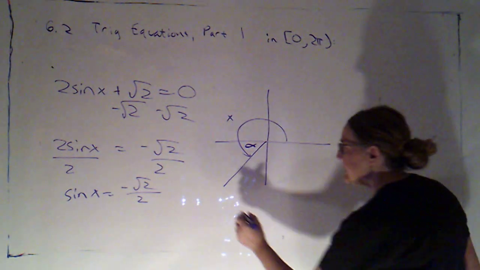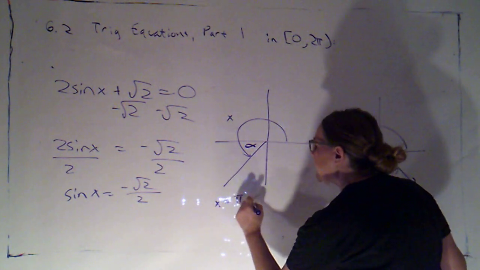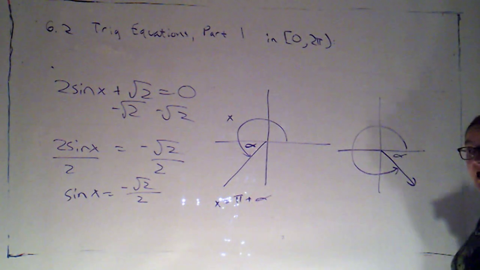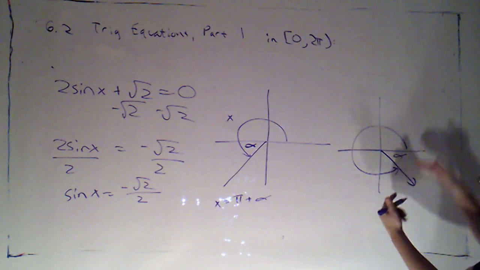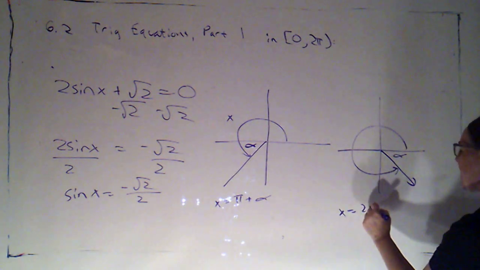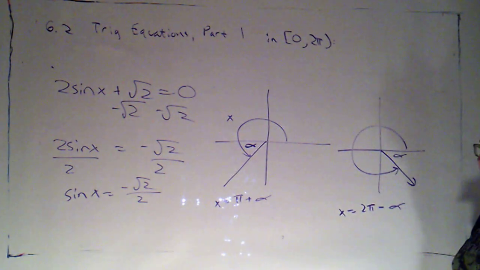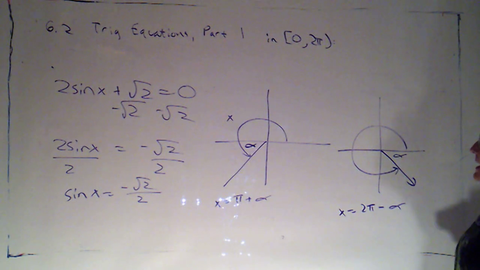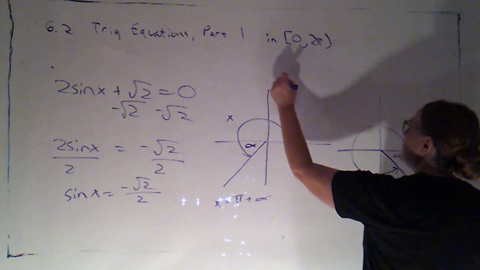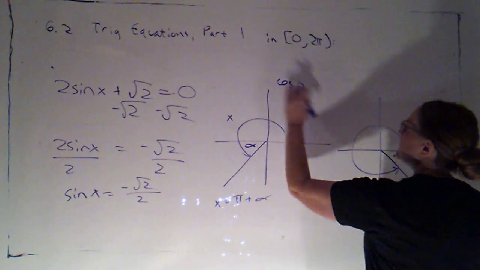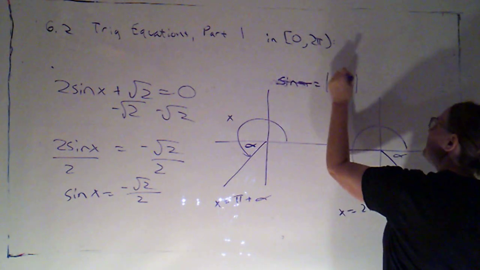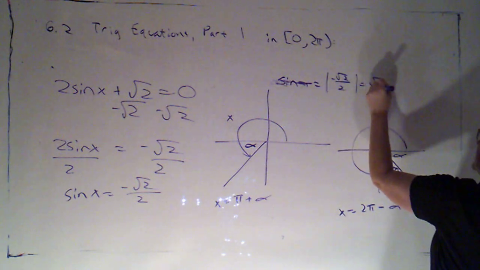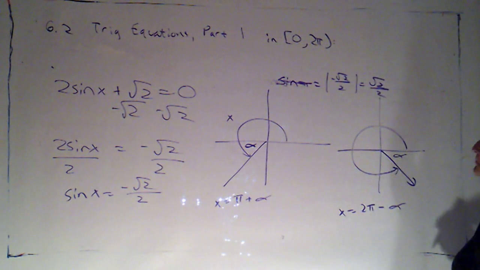And I can see here my x is going to be pi plus the reference angle alpha. Here, this is alpha shy of 2 pi. So x will be 2 pi minus alpha in this case. And then I need to say, well, what do I know about alpha? What I know about alpha is that this was a sine question. Sine of alpha is the absolute value of negative root 2 over 2. So that's just root 2 over 2.